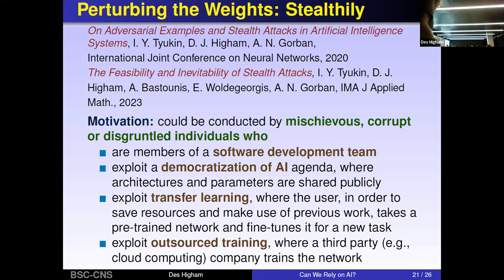Also, there's the watermarking idea. If you were scared of other people getting hold of your network, how could you prove that you're the person that spent all that money and resource training it? Well, you can maybe prove it by burying something inside that causes it to do something specific. So you can show, here's what I did to guarantee that it's my network.